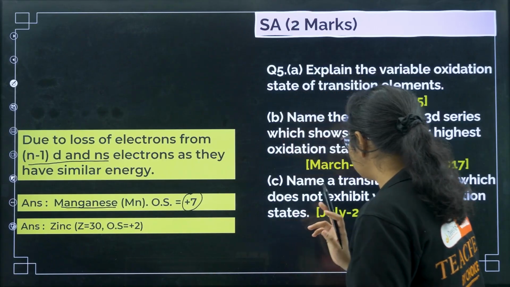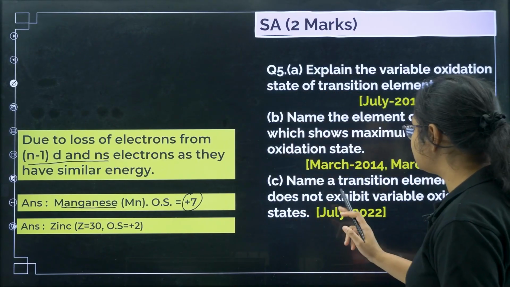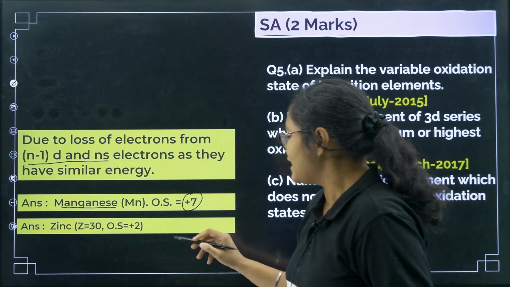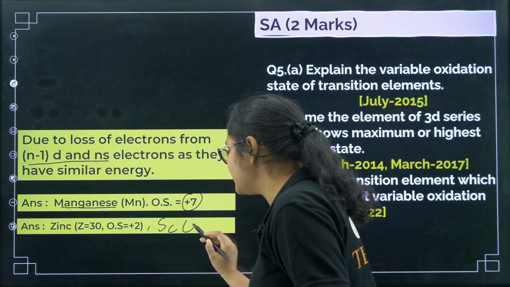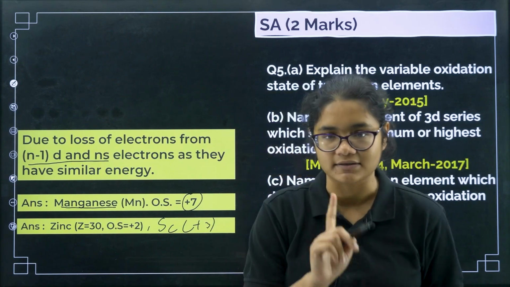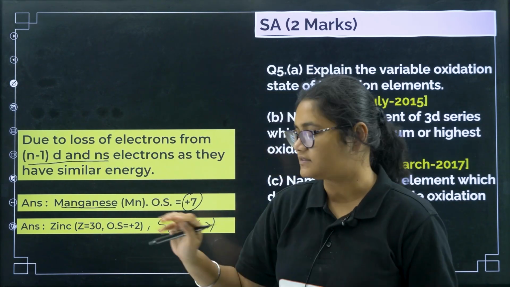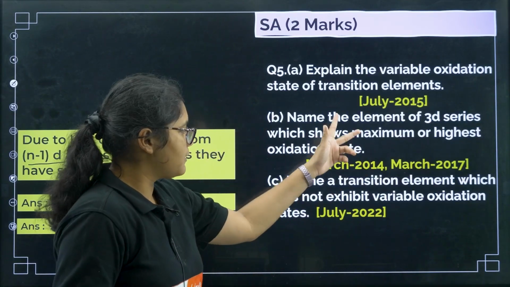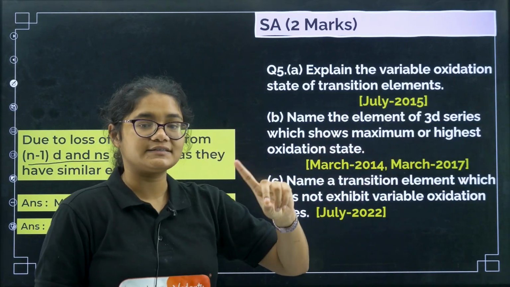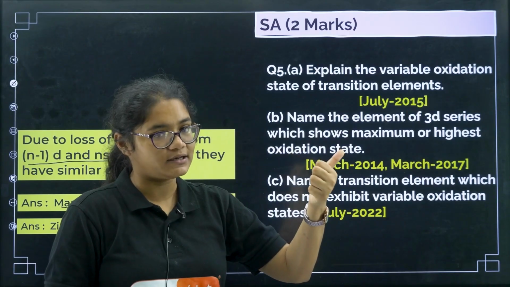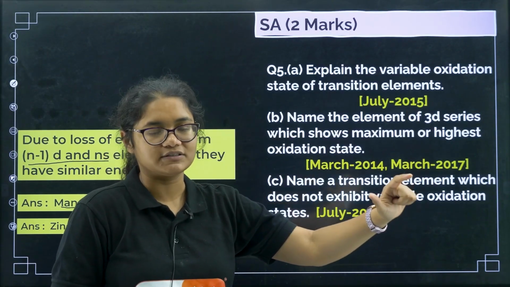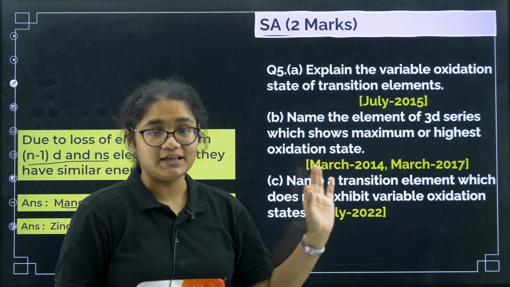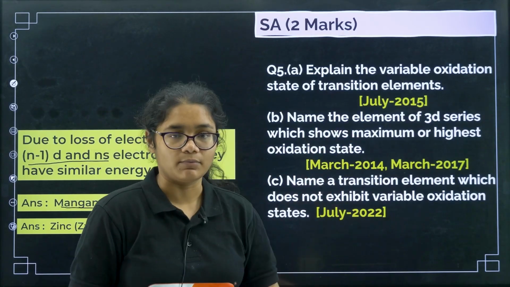Okay, next question, name a transition element which does not exhibit variable oxidation state. So here one answer is zinc, another answer can also be scandium. Scandium also shows only one oxidation state, that is +3. Zinc only shows one oxidation state, that is +2. Okay, clear? So here you should remember two questions are there. If it is asked which has the highest oxidation state, then it is manganese. Which has the maximum number of oxidation states, then also it is manganese. These questions can be asked very easily in MCQs. This is also very important.